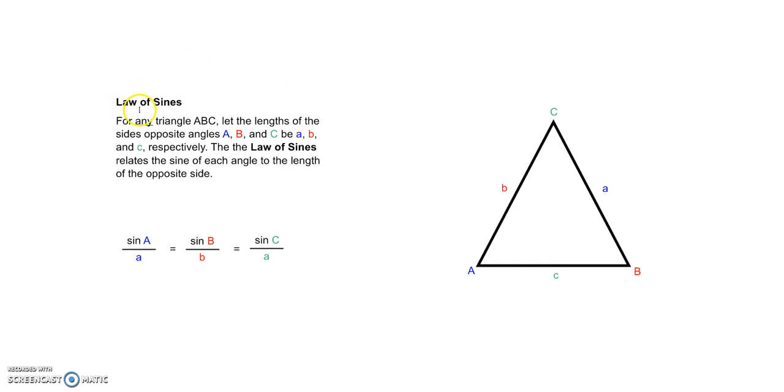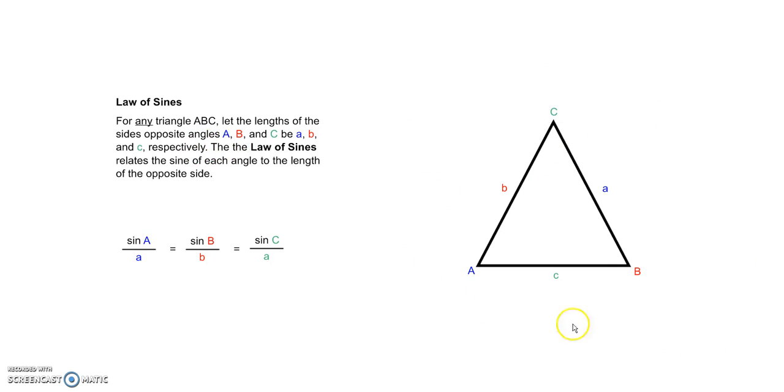The law of sines states that for any triangle ABC, which we show here, let the lengths of the sides opposite the angles A, B, and C be the lowercase letters a, b, and c. Right, so we have angles A, B, and C. Across from angle A is a side of length lowercase a. Across from angle B is a side of length lowercase b, and the same thing for C.